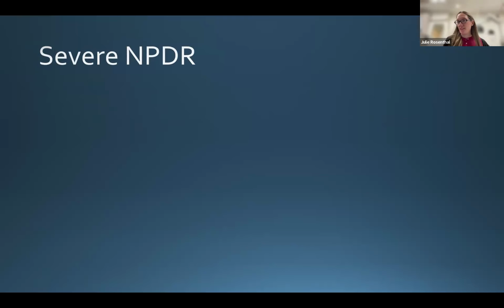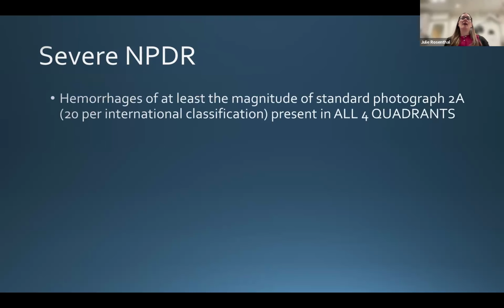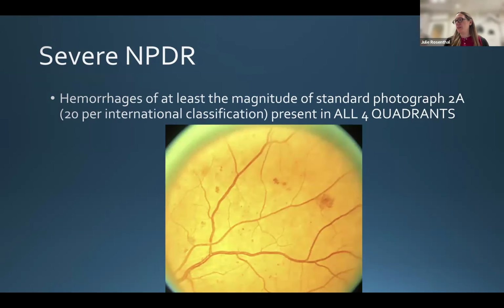Versus, we'll go to the other end of the spectrum, severe non-proliferative diabetic retinopathy. And that we look at with a few things. So lots of bleeding in the retina. We divide the retina into sort of 4 quadrants. And so bleeding all over the retina of at least a certain magnitude, about 20 hemorrhages per quadrant, and in all quadrants, that would make you severe. So as you can see here, can you see my mouse? Either way, there's a lot of bleeding in this. This is sort of the standard photograph to tell you that this qualifies as severe non-proliferative diabetic retinopathy.